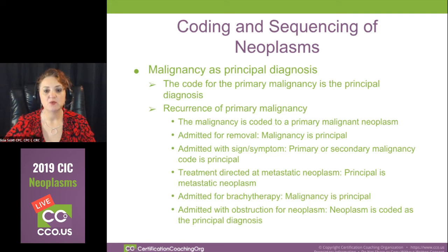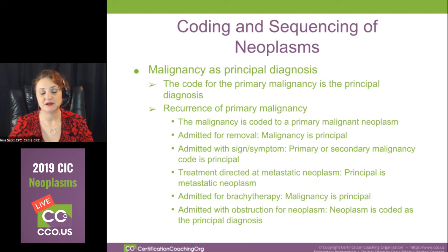We always code primary malignancy first, unless the treatment is being directed at the secondary. We can have recurrence of a primary malignancy. Now, some people think that you can't have that, but yes, you can. You can have a reoccurrence of a primary malignancy. How do we code it? Well, then you code it as a primary malignancy again. We attempted to remove it, but the malignancy came back.